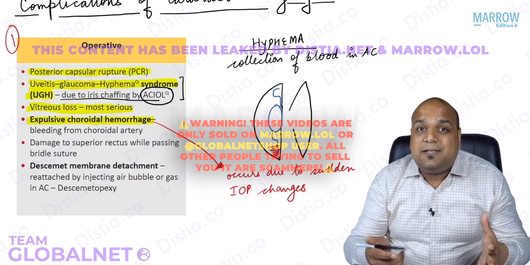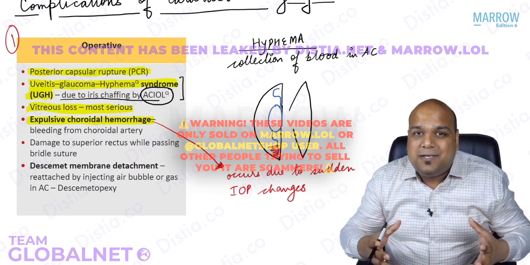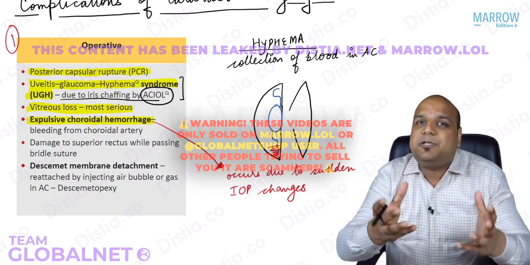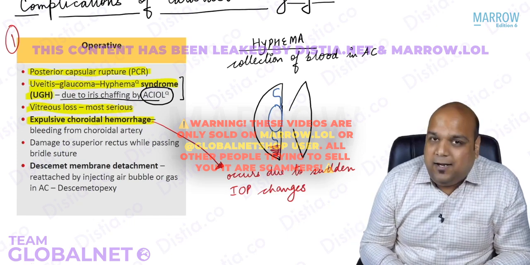Because choroid has large vessels. When there is choroidal hemorrhage, the gush of fluid or the blood is so much that it pushes all the structures outside the eye. Okay? Now, bleeding from choroidal artery, obviously.